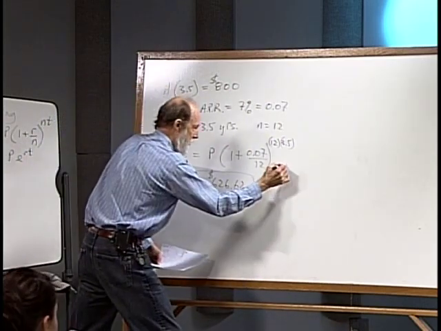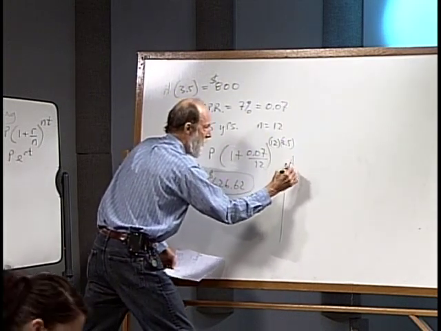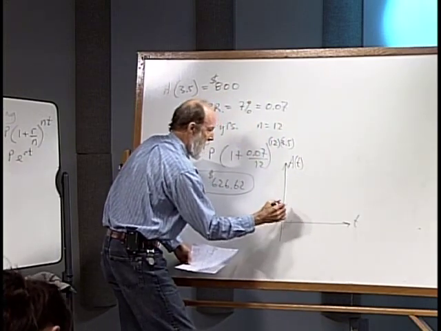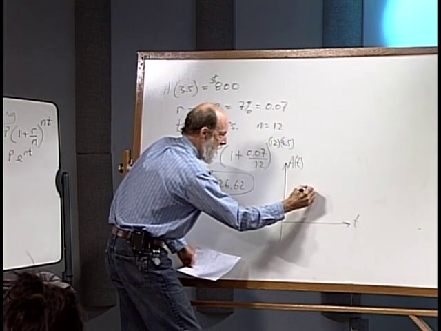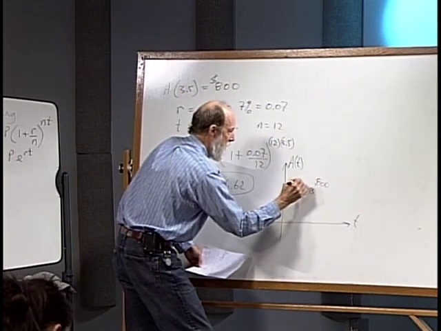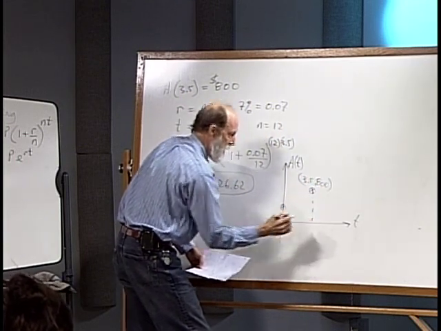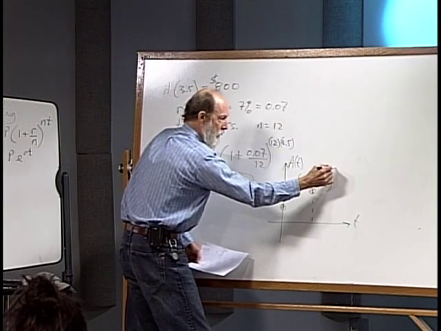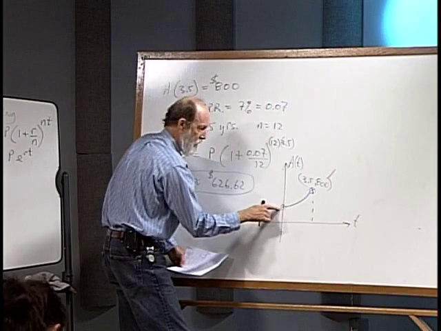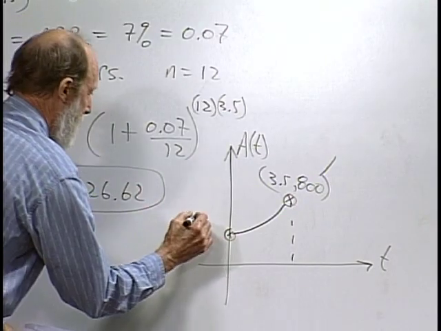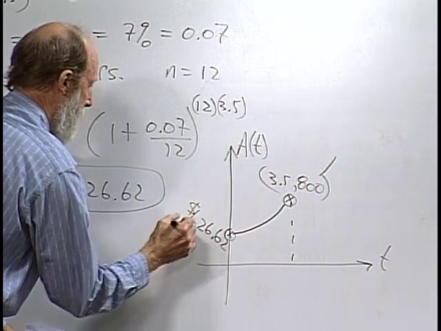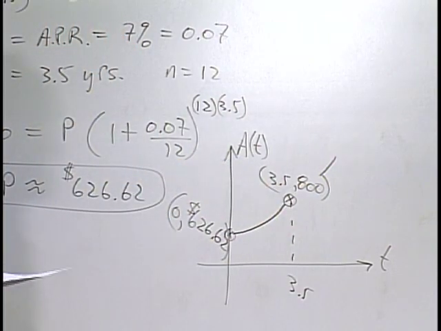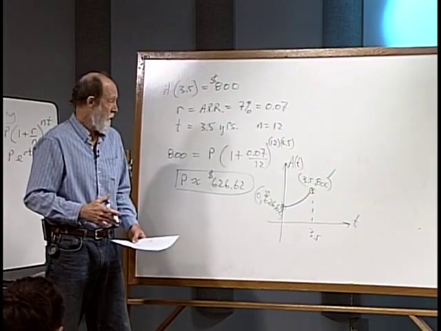And here's what we also had. This is the amount of money in the future versus time in years. We actually had a point out here where this was 800 at 3.5 years. So that was the point we were given. And we knew the interest rate. So what we did essentially is we built a model, given this data point, that figured out what the initial value was, which turned out to be 626.62 at time zero, so that in 3.5 years you end up with the 800. So that was the problem we tackled during the last session.